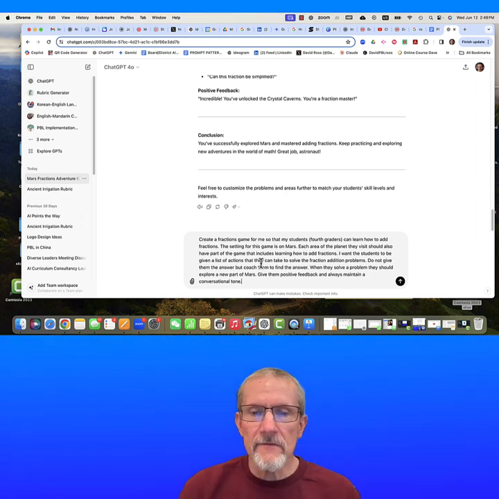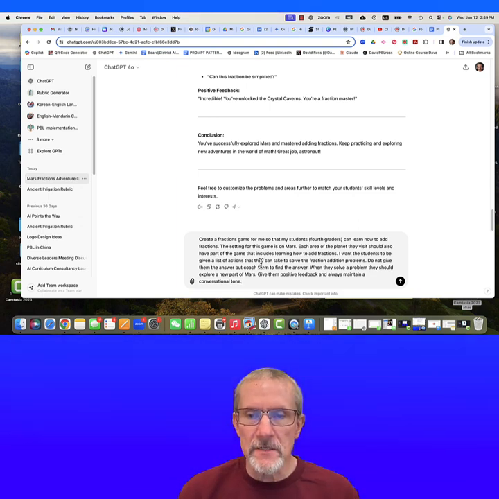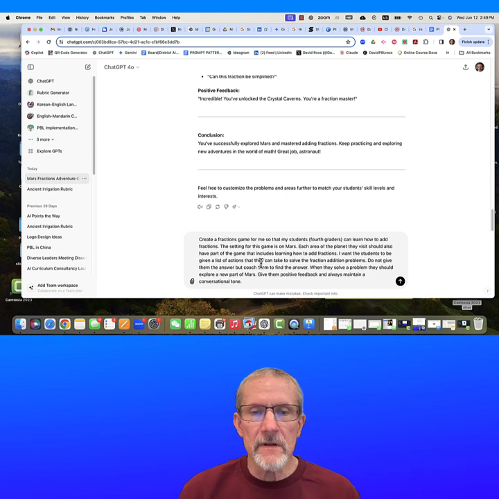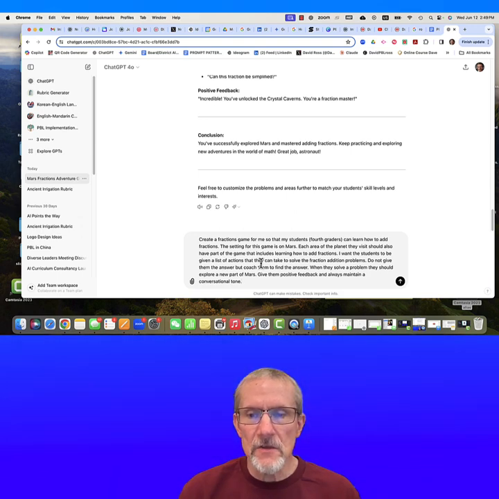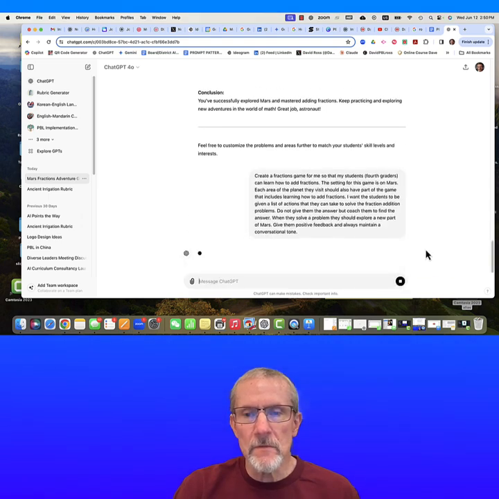Each area of the planet they visit should also have a part of the game that includes learning how to add fractions. I want the students to be given a list of actions they can take to solve the fraction addition problems. Do not give them an answer. This is a key instruction in anything that you're asking the AI to create. But coach them, you can use the word tutor them, to find the answer. When they solve a problem, they should explore a new part of Mars. Give them positive feedback and always maintain a conversational tone. Let's see what we get.